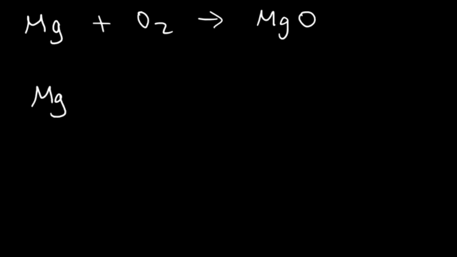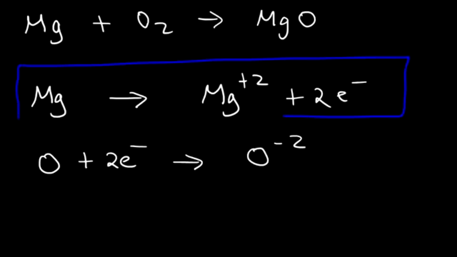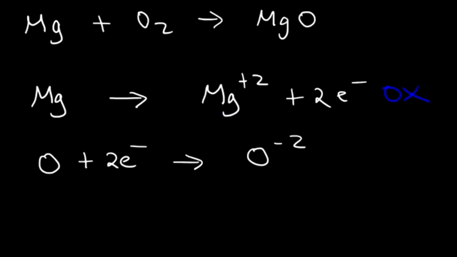Now magnesium is changing into the magnesium ion. This magnesium ion has a +2 charge. And in order to become a +2 cation, it has to lose 2 electrons. Now oxygen, I'm going to write atomic oxygen because this reaction is not balanced. Individually, oxygen acquires 2 electrons and turns into oxide. Now, because magnesium lost electrons, this reaction, which is known as a half reaction, is the oxidation part of the reaction.